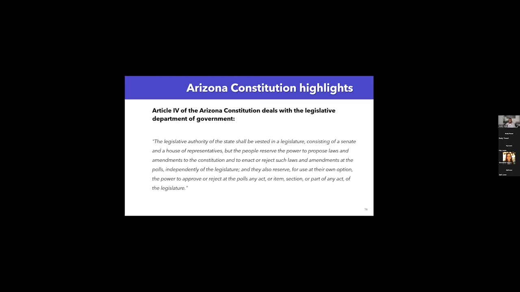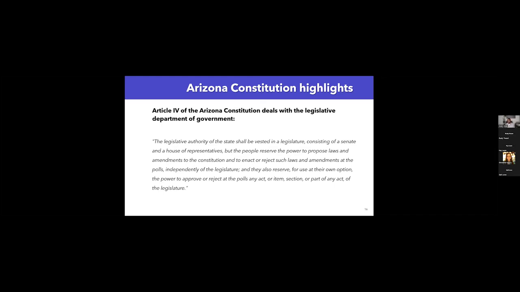And this is what the Constitution gives the legislative powers. I just want to read this. The legislative authority of the state shall be vested in the legislature consisting of a Senate and a House of Representatives, but the people reserve the power to propose laws and amendments to the Constitution and to enact or reject such laws and amendments at polls independently of the legislature. And they're talking about the voters, us, also reserve for use at their own option the power to approve or reject at the polls any act or item, section, or part of any act of the legislation.